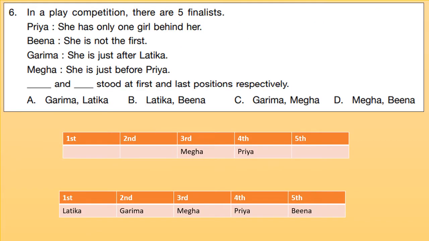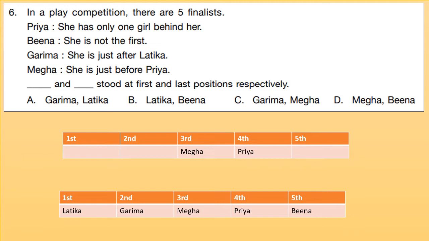Question 6. In a play competition, there are 5 finalists. Priya, she has only one girl behind her. Beena, she is not the first. Garima, she is just after Latika. Megha, she is just before Priya. Now, blank and blank stood at first and last positions respectively. Now, make a table as shown below. Now, Priya, she has only one girl behind her.